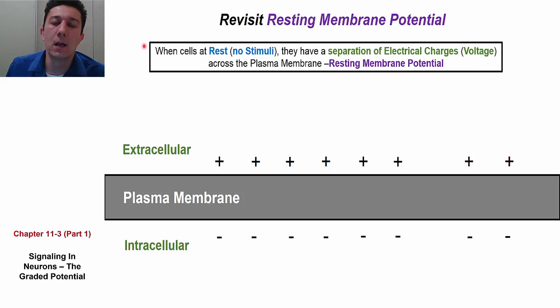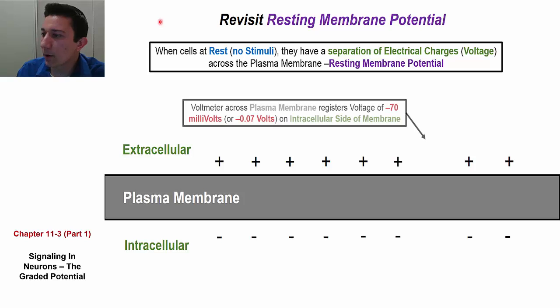So recall that we call a cell that is not receiving a stimulus a cell that is at rest. And at rest, all cells, neurons and muscle cells in particular are the ones we focused on, but all cells have a separation of electrical charge, or what we call a voltage across the plasma membrane. And we call this the resting membrane potential. Remember that this term potential here is synonymous with the term voltage.